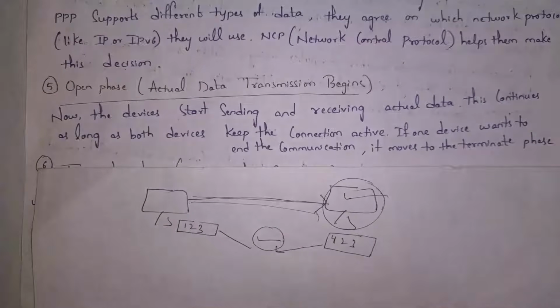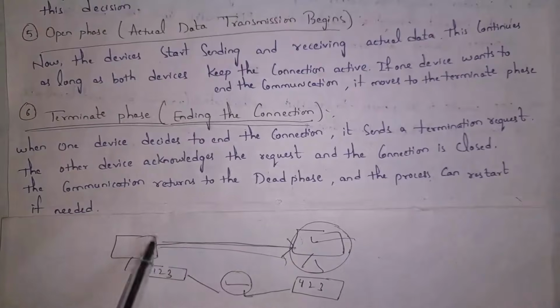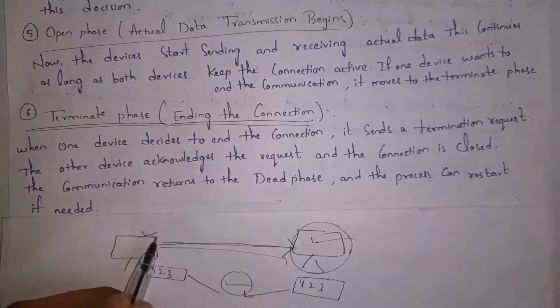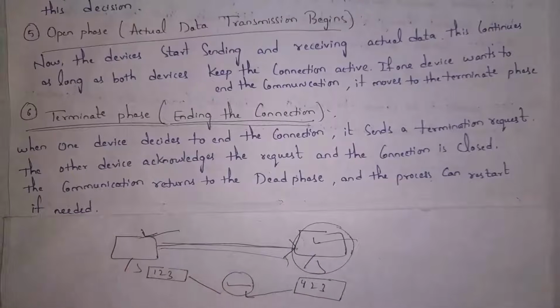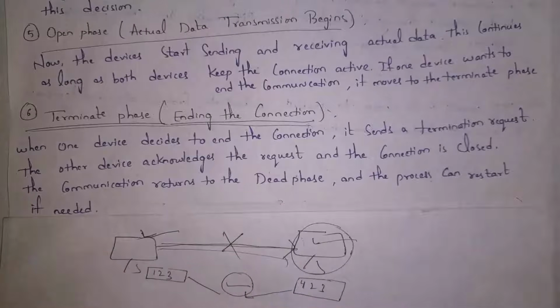Now devices want to end communication. So if devices want to end communication, they need to move to terminate phase. When one device decides to end the connection, it sends a termination request. Guys, for example, this computer will send request to this computer in order to close connection. And acknowledgement is nothing but acceptance. This computer will accept termination request of this computer. So now connection is removed and both computers cannot communicate with each other. Once connection is removed, device will go to first phase, that is dead phase.